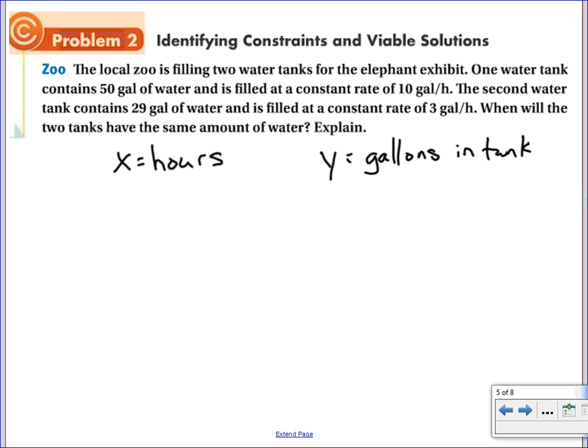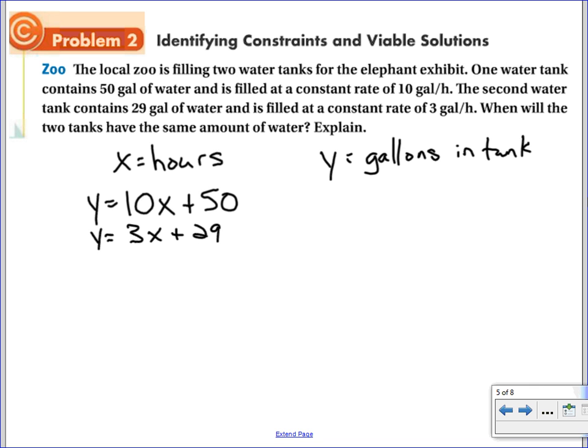So how many gallons are in the tank? Well, that will depend on how long we filled it. The first one is 10 gallons per hour, which is X, plus 50 that were already in there. The second one is 3 gallons per hour, plus 29 that were already in there.